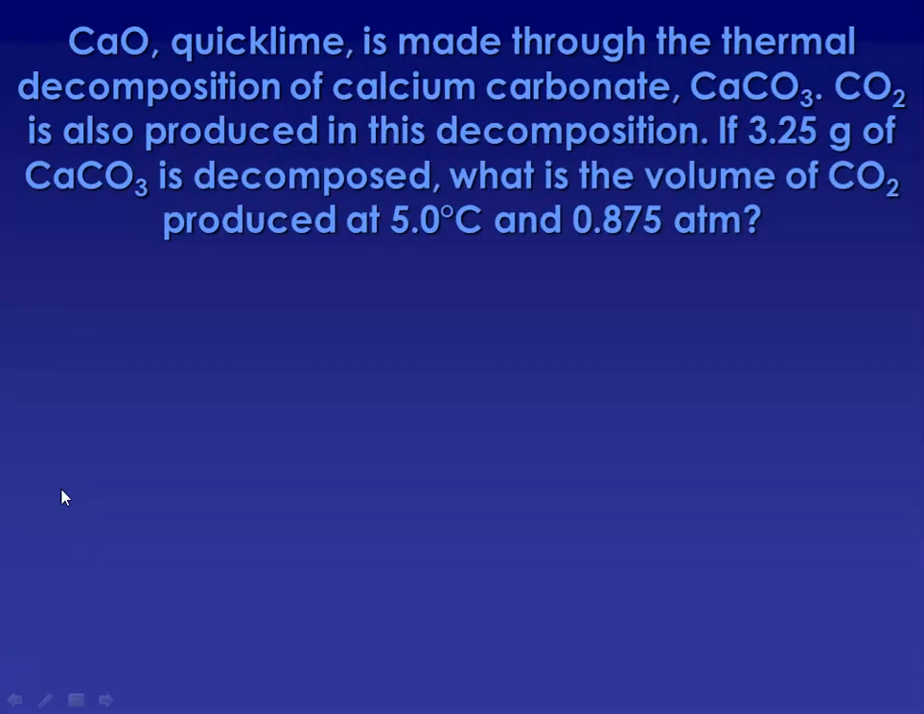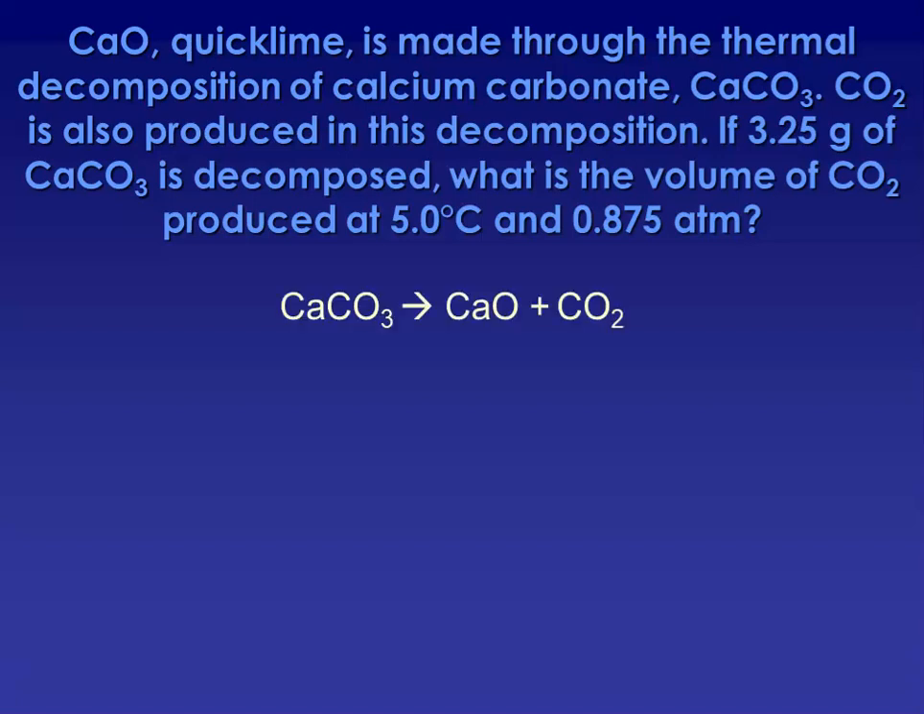So here we only have one gas in this example. Calcium oxide, also known as quicklime, is made by thermally decomposing calcium carbonate, CaCO3, and we are told CO2 is also made through this decomposition. 3.25 grams of the calcium carbonate was decomposed, and we want to know what the volume is of the carbon dioxide gas made when it's at 5 degrees Celsius and 0.875 atmospheres.